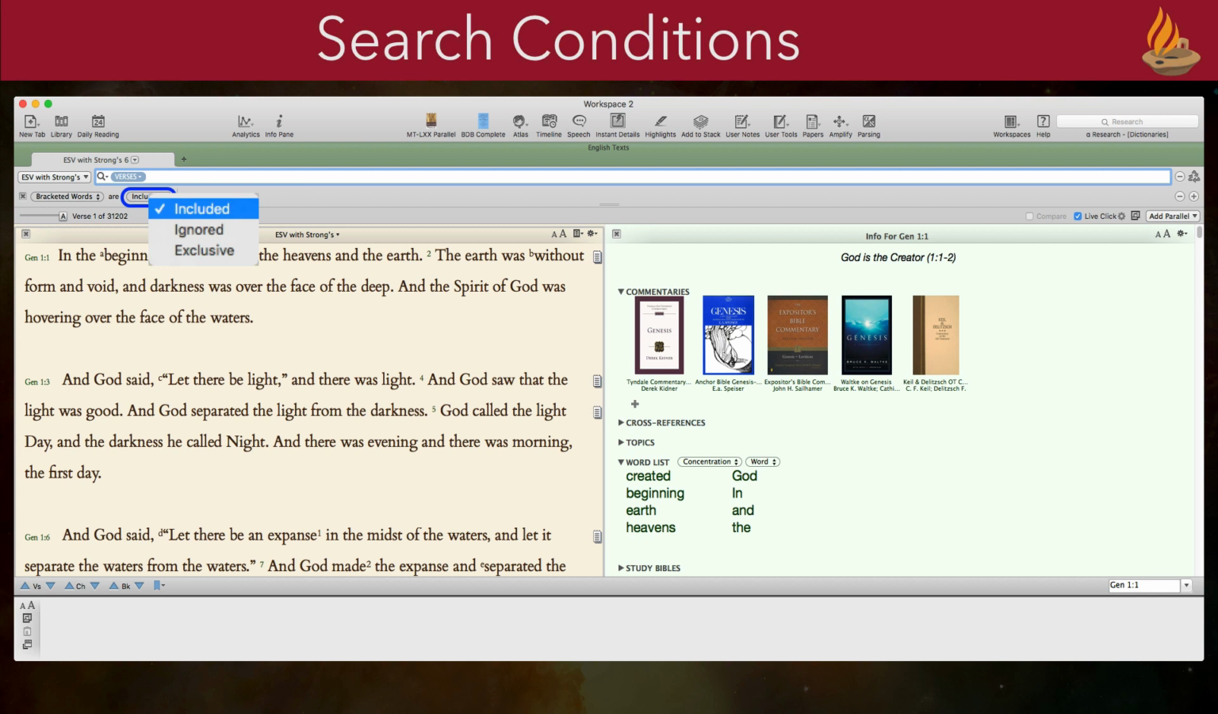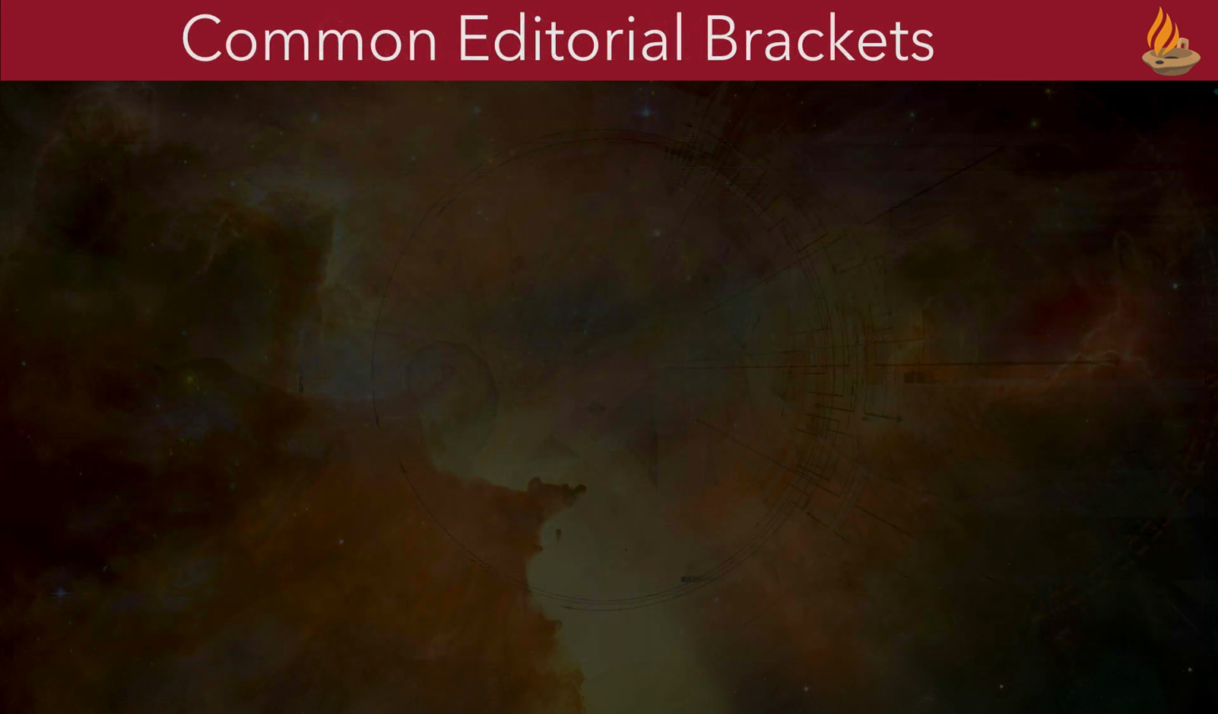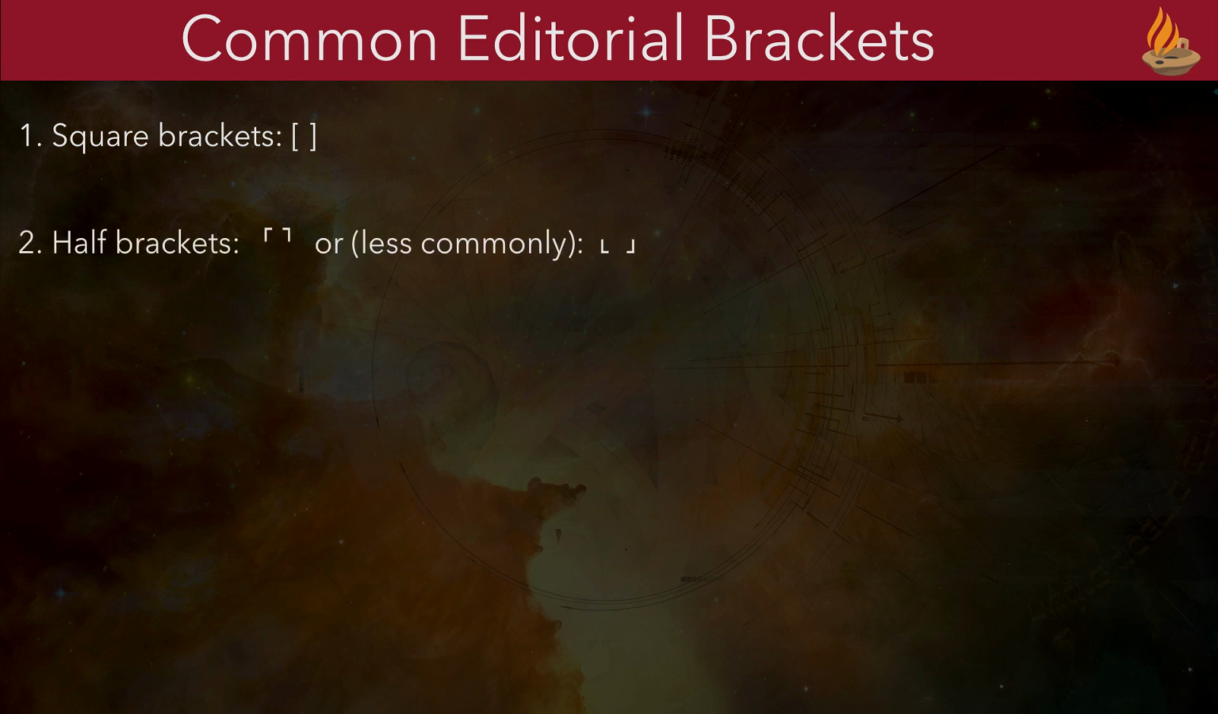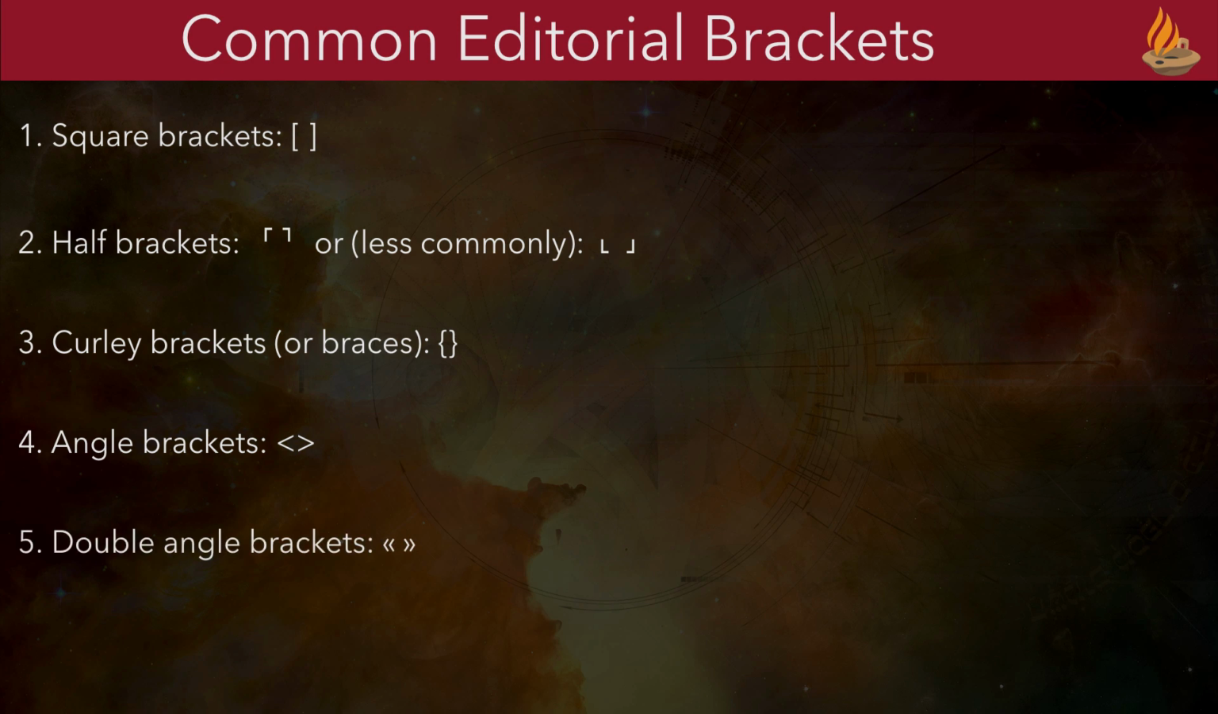Why is this search condition so important? Let's take a look at brackets and how editors commonly use them. In biblical studies, as in other kinds of literature, editors often use different kinds of brackets when they edit texts. These can include square brackets, half brackets, both upper halves or less commonly lower halves, curly brackets, sometimes called braces, angle brackets, double angle brackets, and parentheses.